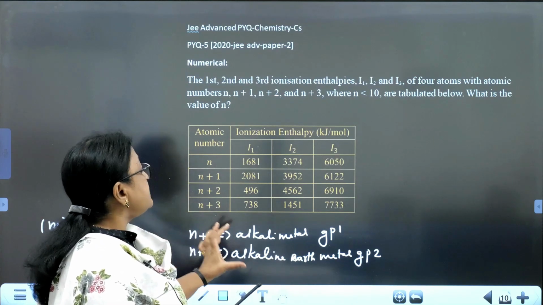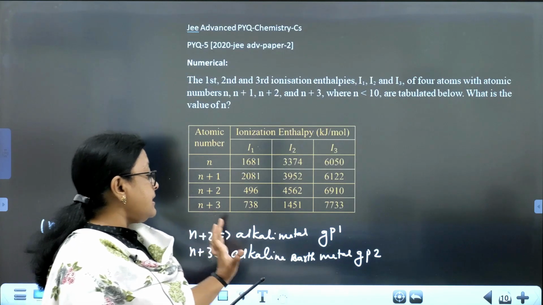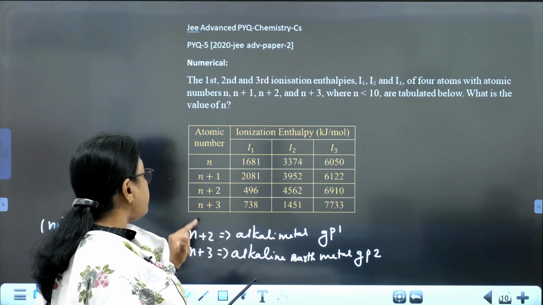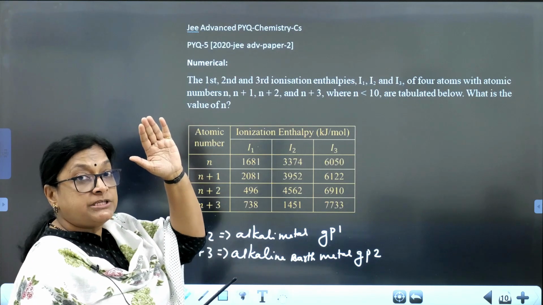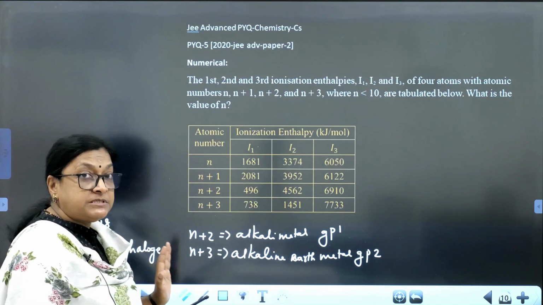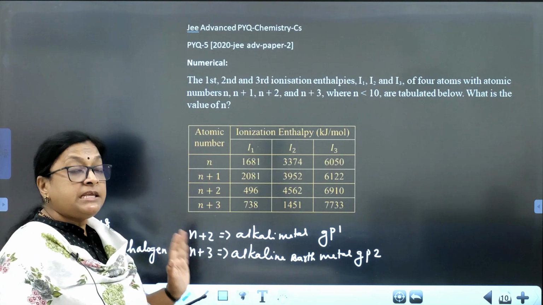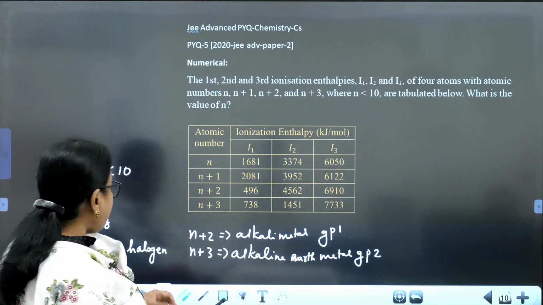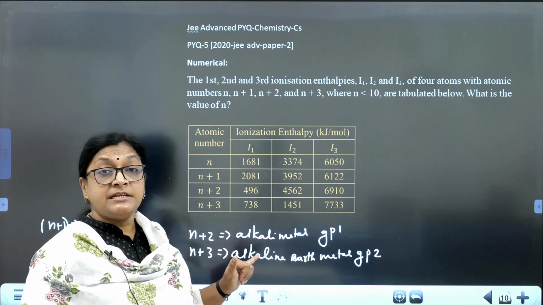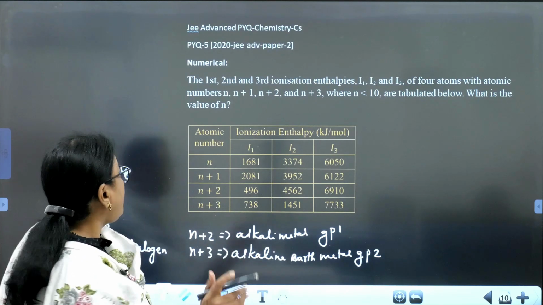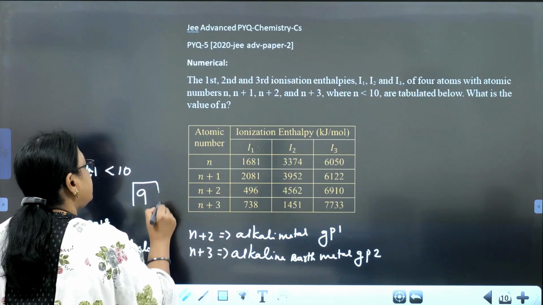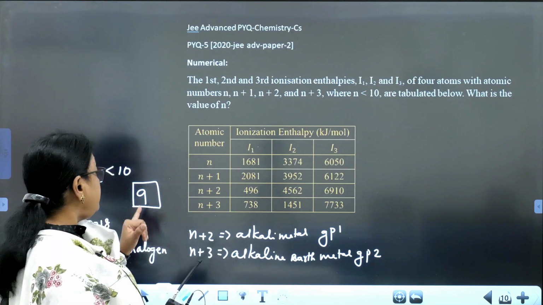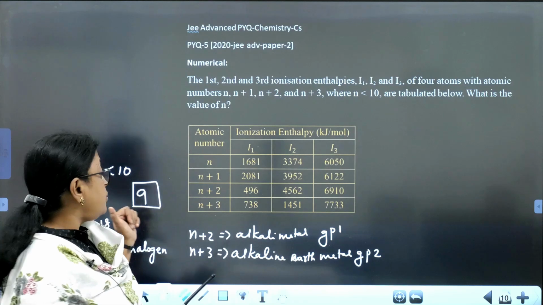So n plus 2 must be an alkali metal, group 1, n plus 3 must be an alkaline earth metal, group 2. So the element just before n plus 2, n plus 1, must be group 18. Therefore, n should be a group 17 element, a halogen. And here it says that n is less than 10. So, the halogen with atomic number less than 10 is fluorine, whose atomic number is 9. The question is, what is the value of n? So, the value of n is the atomic number of fluorine, which is 9.